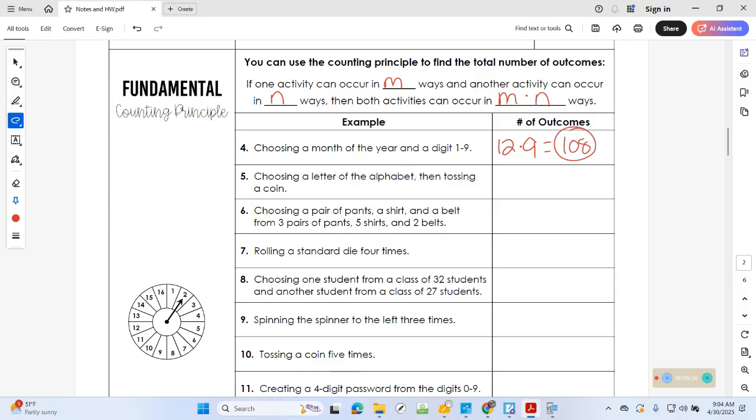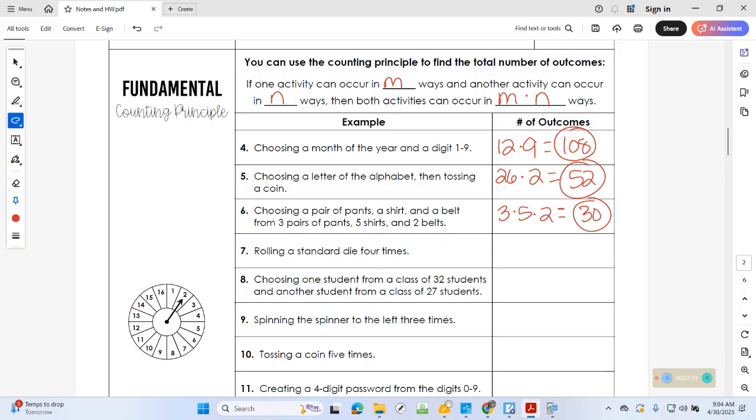Choosing a letter of the alphabet. How many letters in the alphabet? 26. You're doing better than my trig kids. Somebody put 22 down on their test. Really love that. Okay, tossing a coin. How many outcomes on tossing a coin? 2. What's 26 times 2? 52. See, this is easy. I love this stuff. Choosing a pair of pants, a shirt, and a belt from 3 pairs of pants, 5 shirts, 2 belts. What's 3 times 5 times 2? 30. We should just have a test on this.